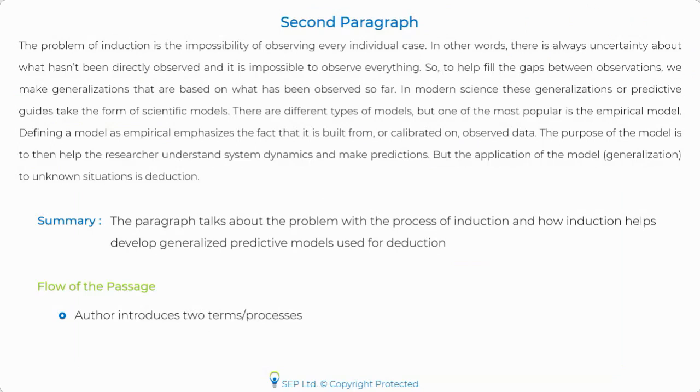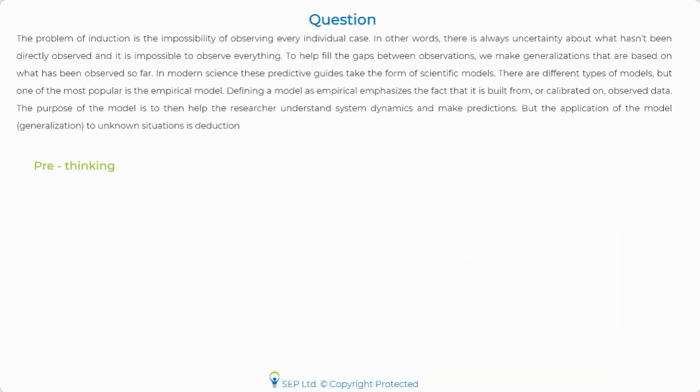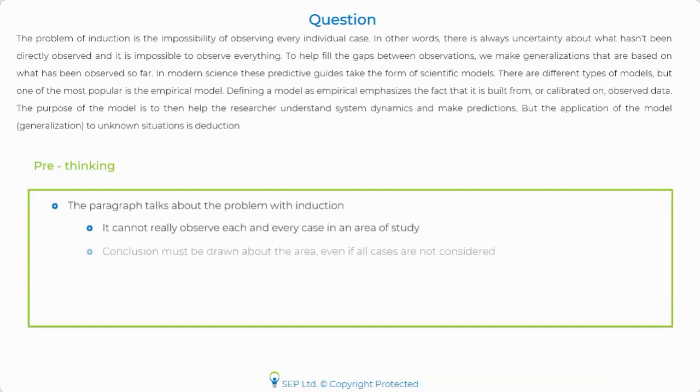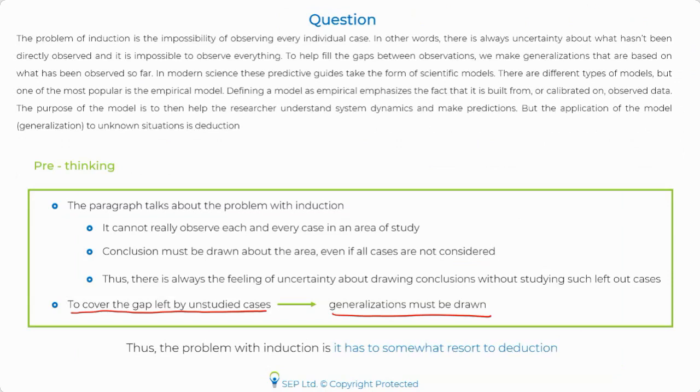If I look at the flow of the passage, the author introduces two terms or processes and says one gained favor over the other. Then the author describes the process of induction, its problems, and its predictive models for deduction. Now, for the question which talks about what is the problem of induction, I'm going to put together some thoughts. The second paragraph talks about the problem with induction. The problem with induction is, you have to cover the gap left by unstudied cases using generalizations, which means the problem of induction is that it has to somewhat resort to deduction. That's the problem. Okay. All right.